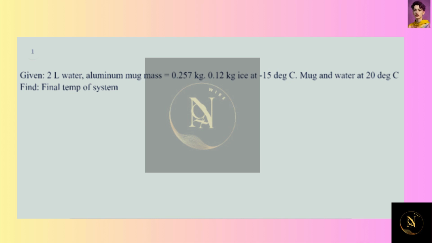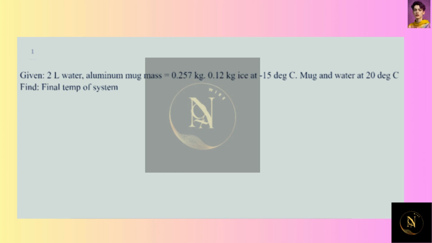Hey everyone, this is question number 82 from chapter 14. In this problem, we're told that a nurse wants to cool down a soft drink, which is mostly water. We're given the volume of the water, 2 liters. She pours it into an aluminum mug. We're given the mass. And then she adds 0.12 kilograms of ice at minus 15 degrees Celsius. We're told that the mug and the water start at 20 degrees Celsius, and we're asked to find the final temperature of the system.